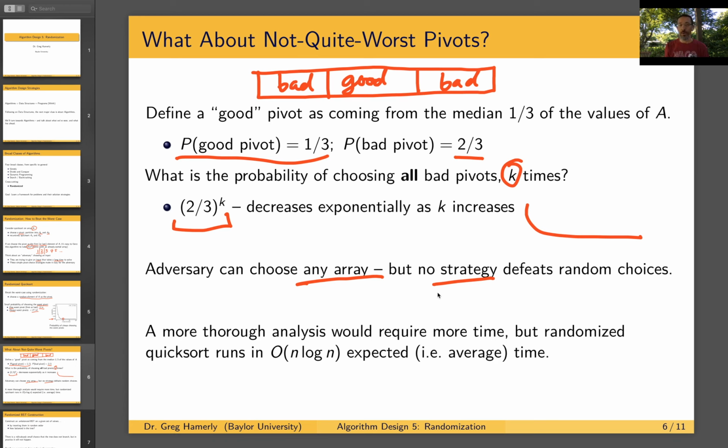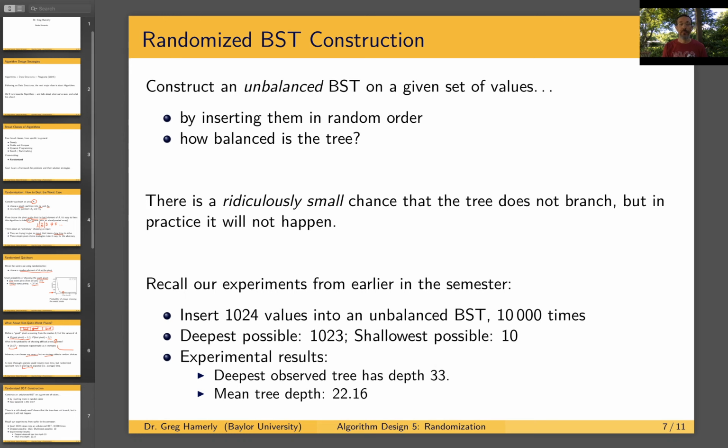Now, this is not a thorough analysis of this algorithm. A thorough analysis would be nice, but we don't have the time for doing that. It's a bit involved. But we could do it, and if we did it, we would find that the expected running time of randomized quicksort is n log n, which is what we would like. So the average time for any array is expected to be n log n, which is good.